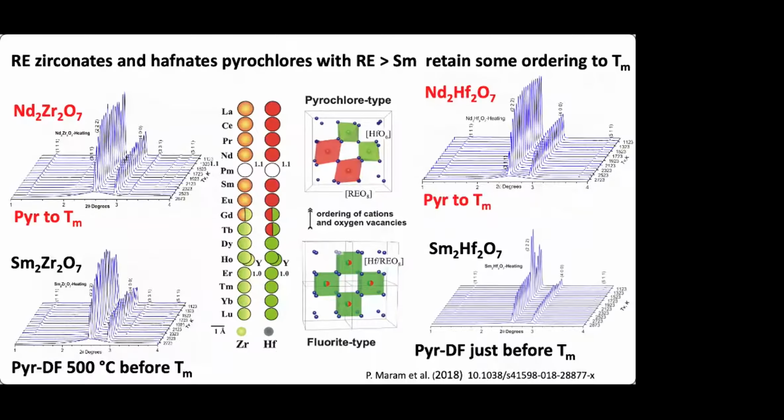For rare earth pyrochlores, we found that neodymium and lanthanum hafniate and zirconates retain some ordering up to the melting temperature. However, the rest disorder to defect fluorite structure. And Pardamaram was able to refine anti-site occupancies and calculate configurational entropy change for the order-disorder transition. We also correlated these results with differential thermal analysis data.